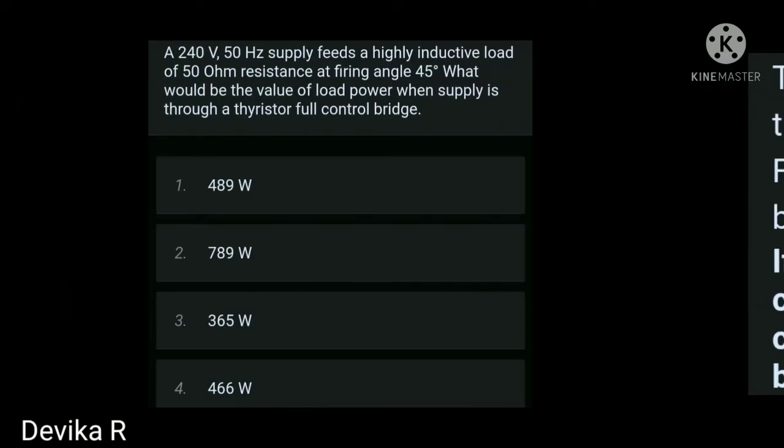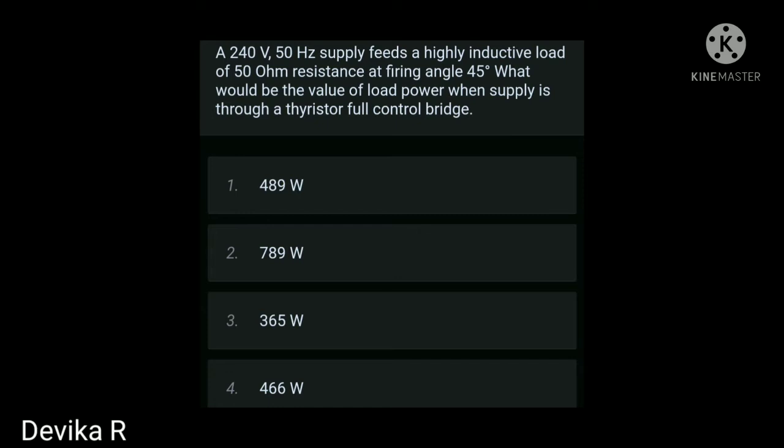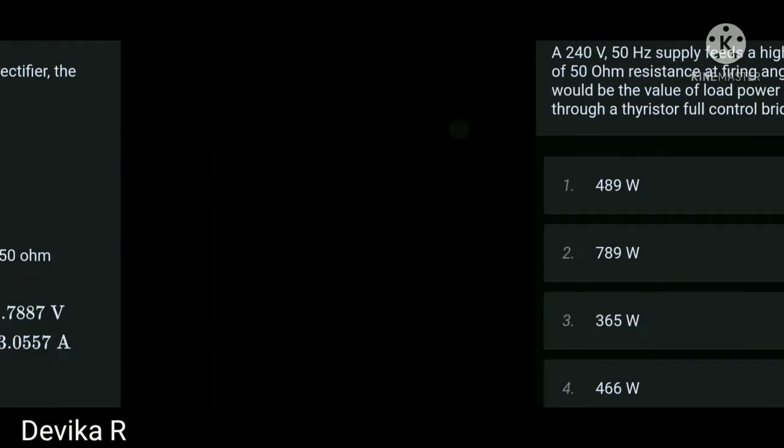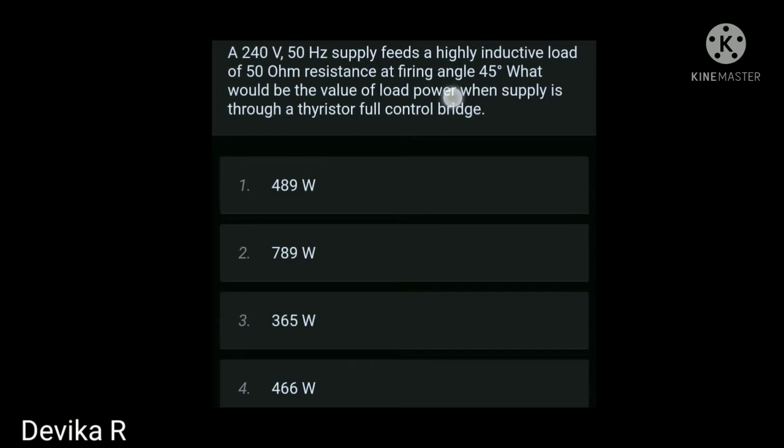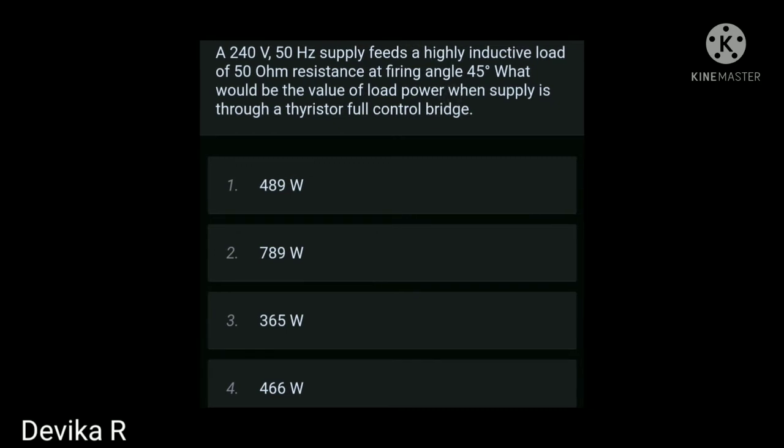Okay, the next one. A 240 volt 50 Hz supply feeds a highly inductive load of 50 ohm resistance at a firing angle of 45 degrees. What would be the value of load power when the supply is through the thyristor full control bridge? Okay, the question seems very long, but the answer is very simple. What they gave was voltage, frequency and the inductive load, and the firing angle is 45 degrees and the resistance is 50 ohm. We have to find the value of load power when the supply is through the thyristor full bridge. Okay, it's a full bridge converter.